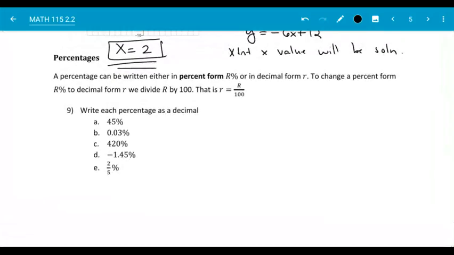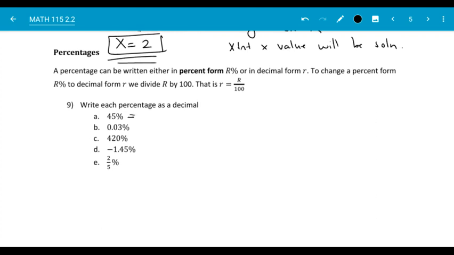And now we're going to go look at some information about percentages. As we look at these percentages, what they put in writing here is a percentage can be written in percent form, which has the percent symbol after it, or in decimal form, which we'll use a little r for. To change percent form to decimal form, we divide by 100 or move the decimal 2 places to the left, is what y'all typically remember. So what we're looking at here is 45% equals 0.45.